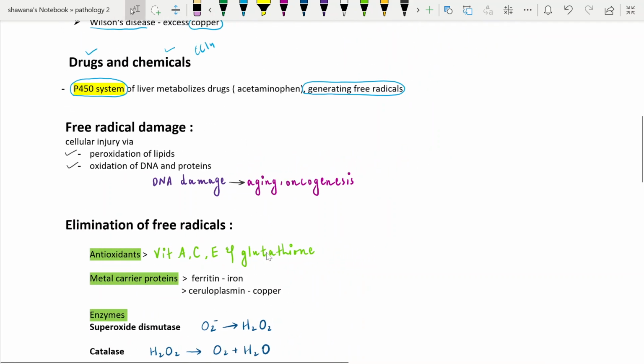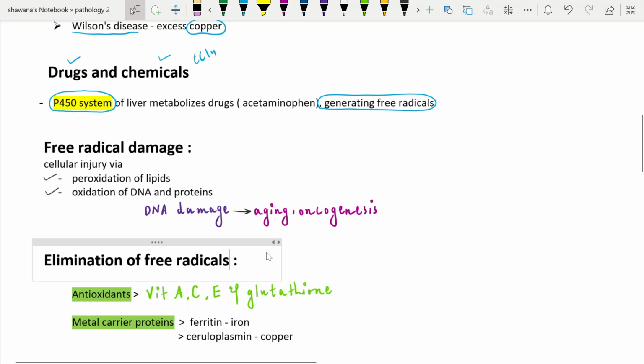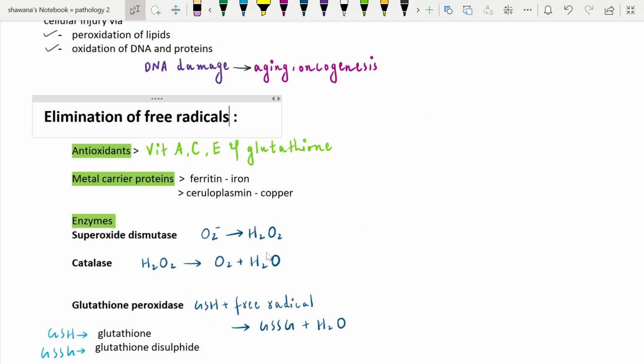So having discussed this, we have to also discuss the elimination of free radicals. Are we only generating the free radicals, or are there any means that free radicals can be eliminated from the body? Yes, luckily there are means or enzymes that can cause the elimination of the free radicals. First is the antioxidants. Antioxidants include vitamin A, C, E, and glutathione. As you know, many cosmetic doctors suggest IV glutathione drips so that it can bring about antioxidant effects.